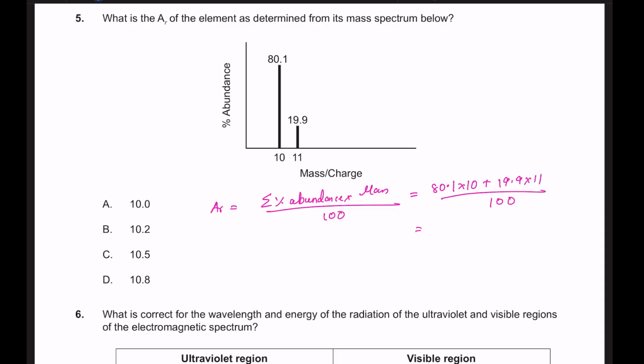80.1 I can just round off to 80, so 80 times 10 is 800. 19.9 I can round off to 20, so 20 times 11 is 220. So this is 1020 divided by 100, which gives you 10.2, which is option B.